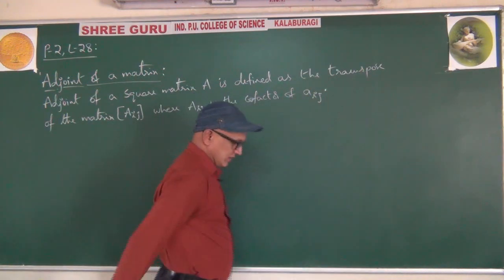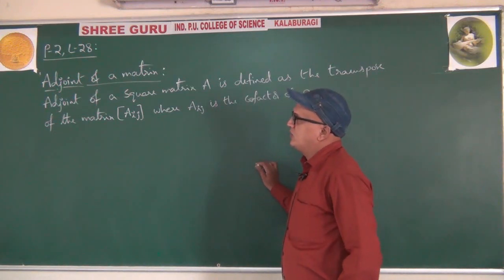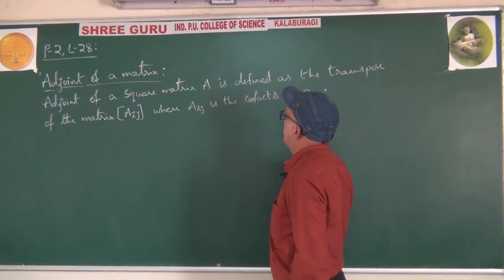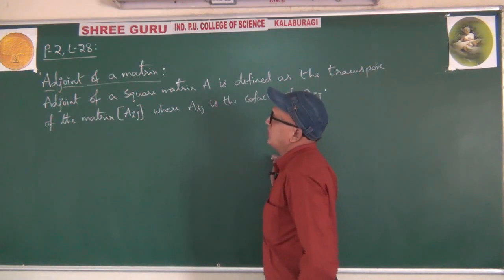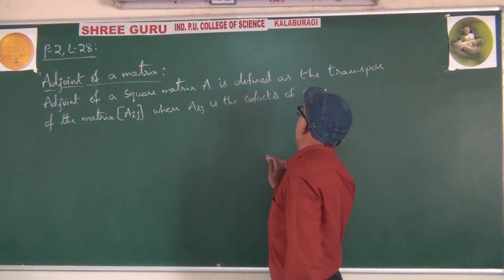Is the cofactor of Aij. Adjoint of a square matrix A is defined as the transpose of the matrix Aij, where Aij is the cofactor of aij.